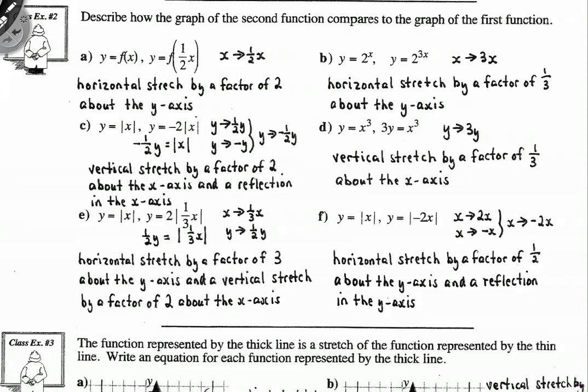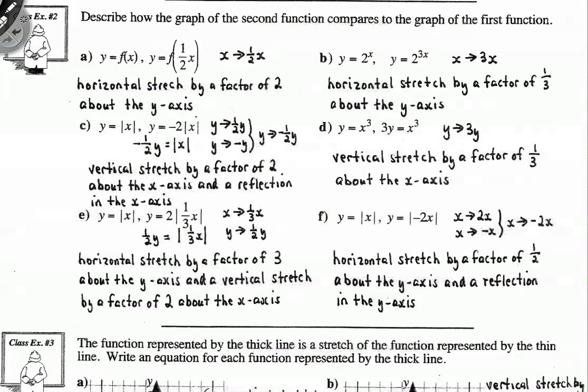Part E, y equals modulus, or the absolute value of x, changes to y equals 2 modulus of 1/3 x. So two things are going on. We can rearrange the equation, bring the 2 to the other side if we like, or just read it the way it is. This 2 really means it's an expansion vertically by a factor of 2. This 1/3 beside the x really means it's an expansion horizontally by a factor of 3. Here's the replacement terminology beside it here.